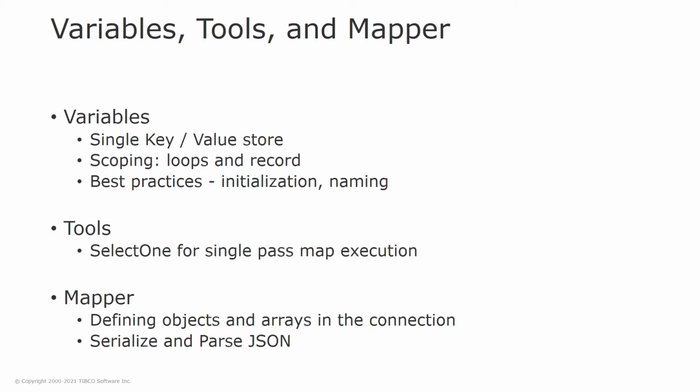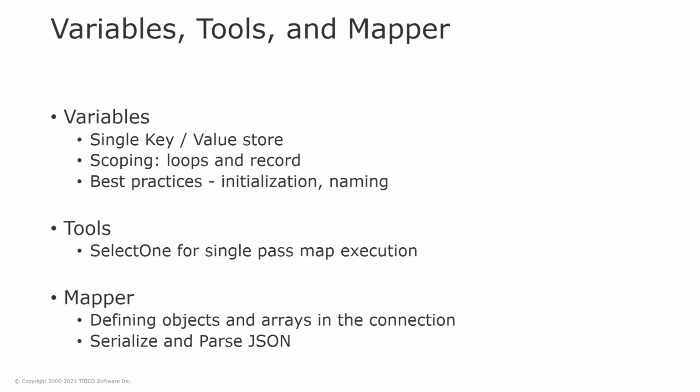One of them is called variables, and the variables connector is a single key value pair store that stores data into memory. It's useful to store values when you're in some type of inner loop. Say you're looping through some records using a fetch, and you want to store some values in one record and then use them somewhere down the line at a subsequent record as you're looping through them.